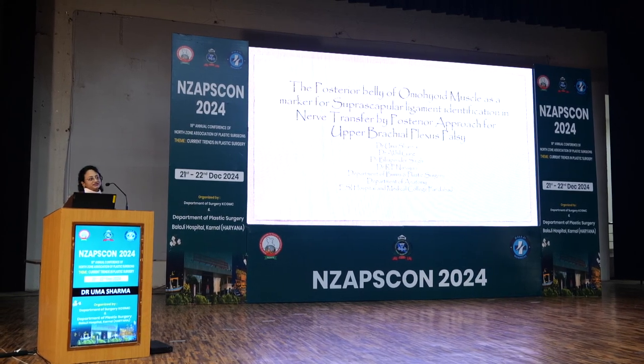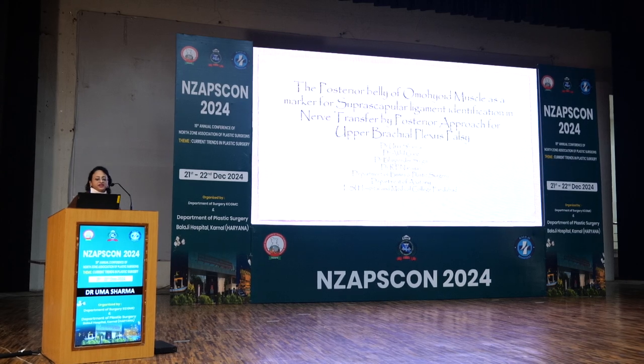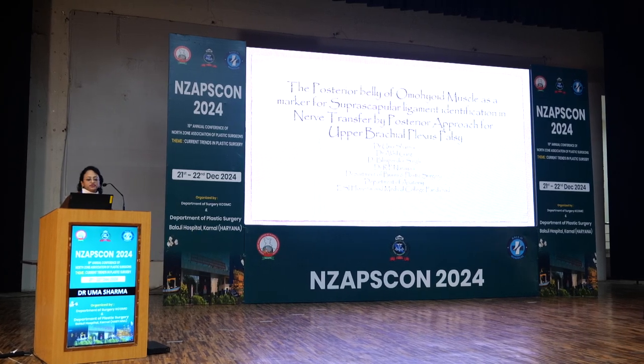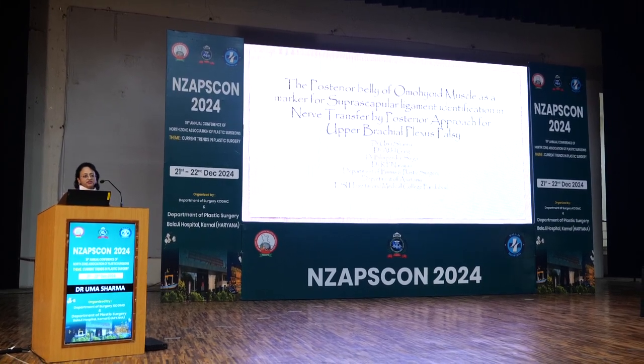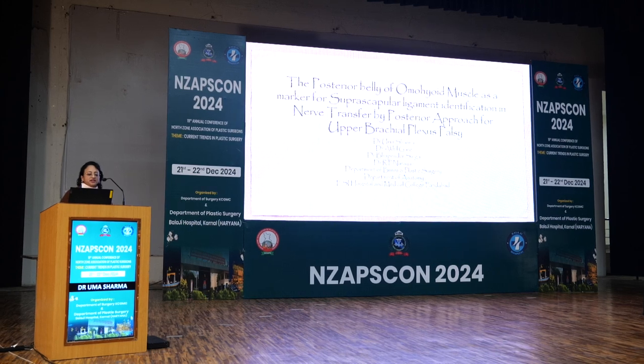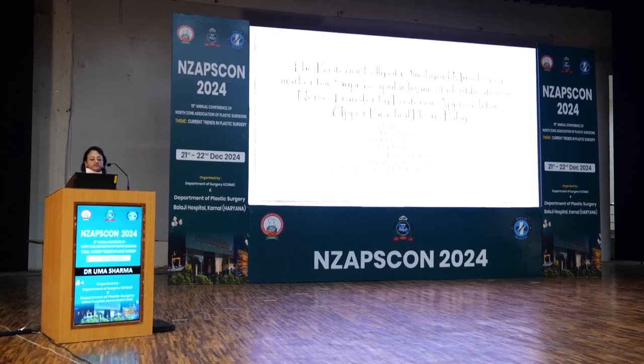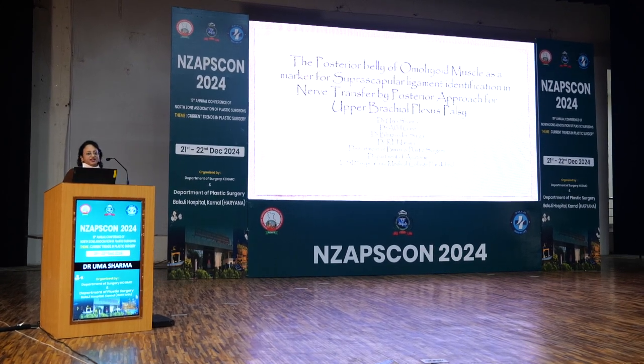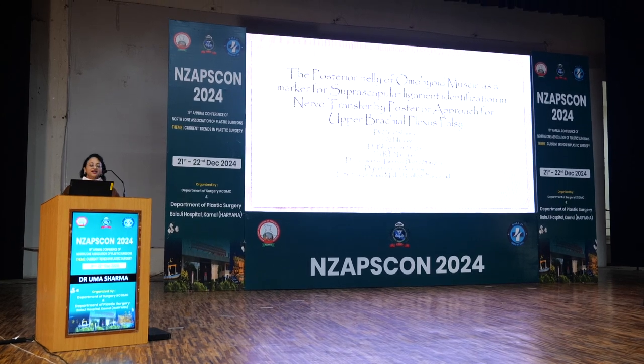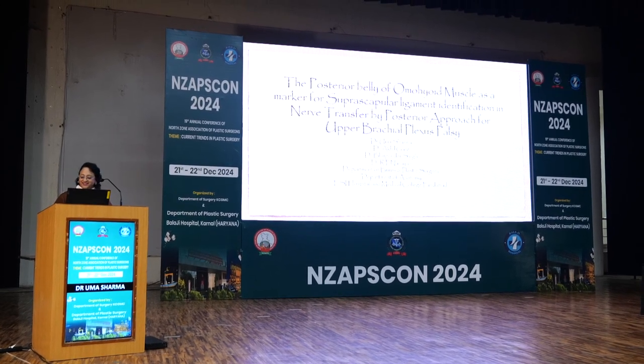My topic is a bit of a mouthful. The posterior belly of the omohyoid muscle is a marker for suprascapular ligament identification to aid in nerve transfers assigned to SSN by posterior approach for upper brachial plexus palsy. Though my topic is rather long, I hope to keep the presentation short.